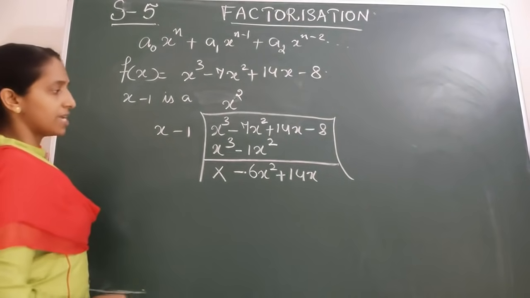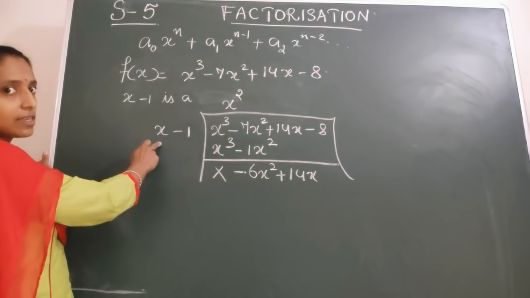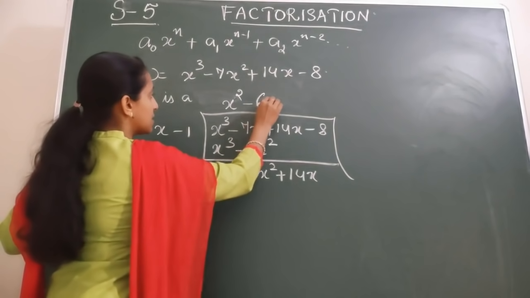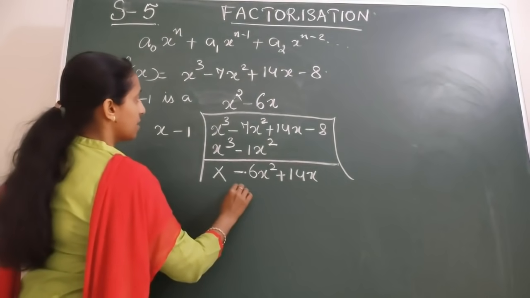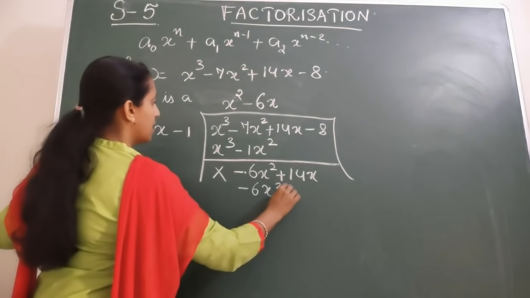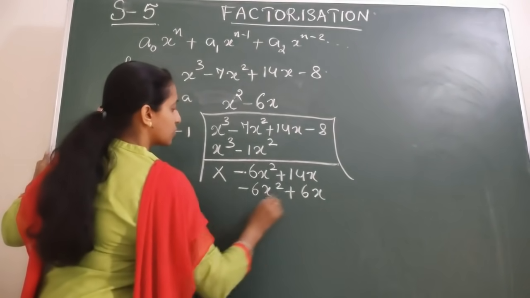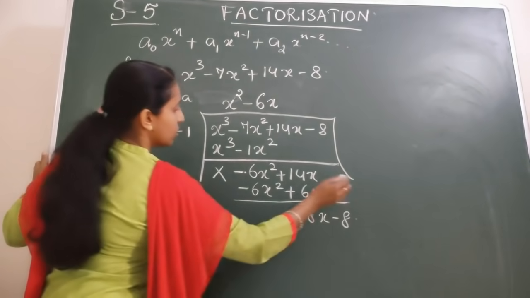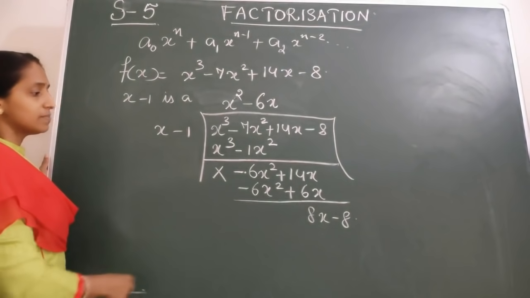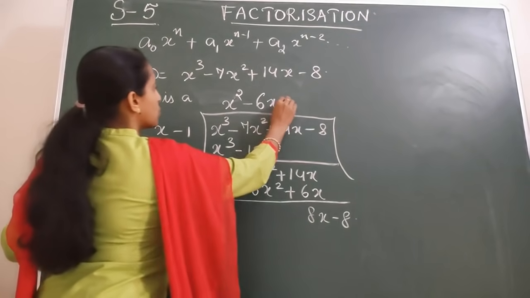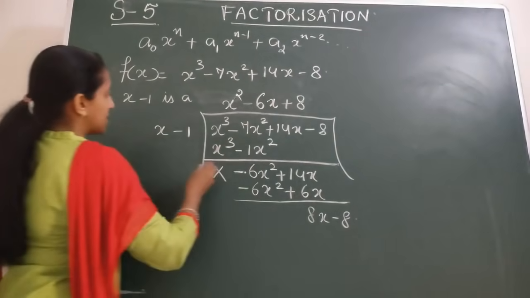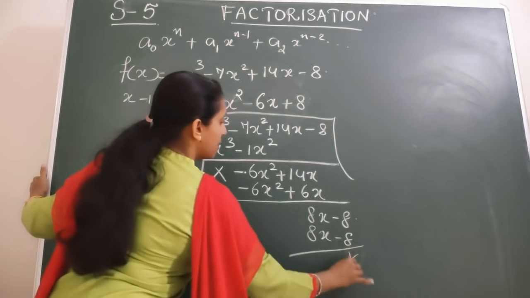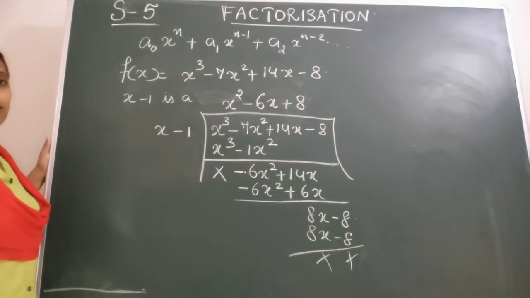Now you need minus 6x square. Already you are having x here. So you will multiply it with minus 6. We are getting minus 6x square plus 6x. Now subtracting, you are getting 8x minus 8. What is the number required again? You need plus 8. So you are taking out plus 8. So 8x minus 8 comes and the remainder is 0.